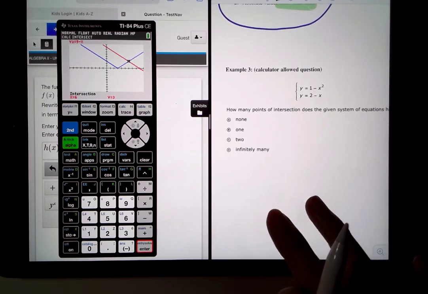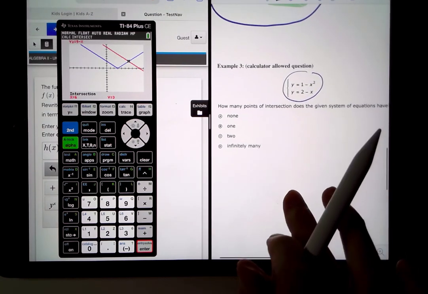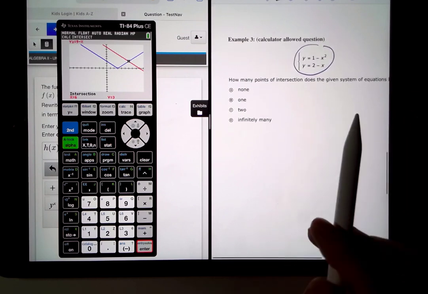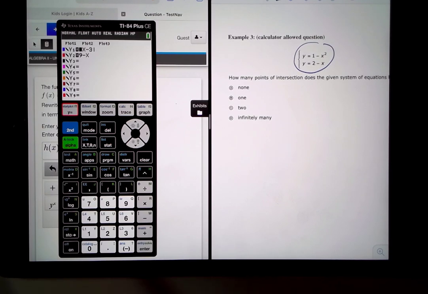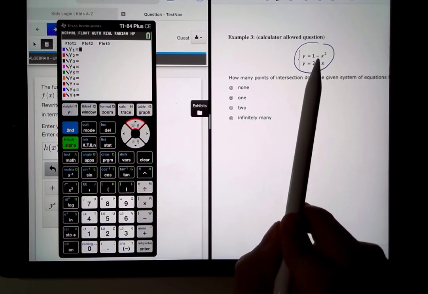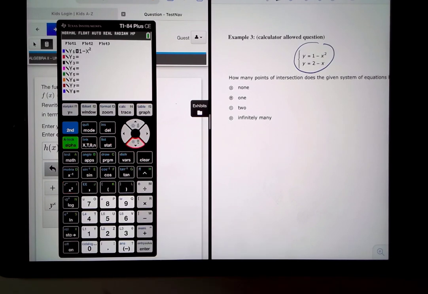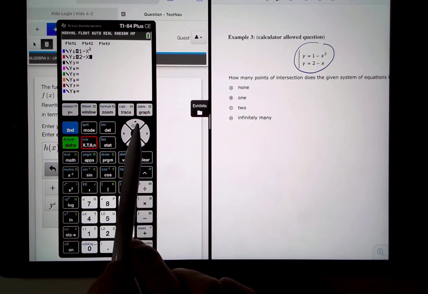So my third question, example 3, and you have two functions here, right? And then look at the question. How many points of intersection does the given system of equations have? So we just want to know how many intersections. Then you just graph, and then check how many intersections it has. So go to y is equal to, clear, and at y1, I'm going to put my first one, 1 minus x squared, right? And then my second one, 2 minus x, like this, and graph.